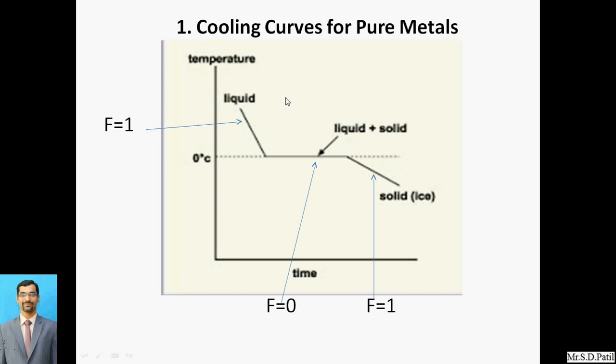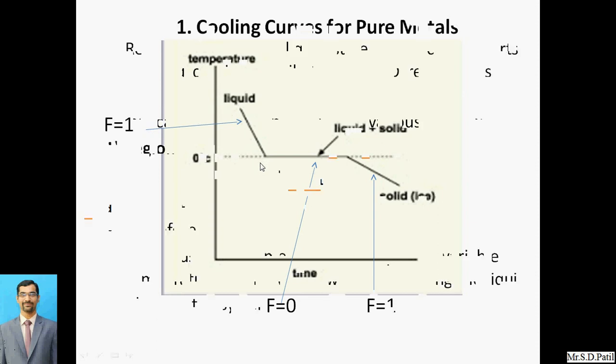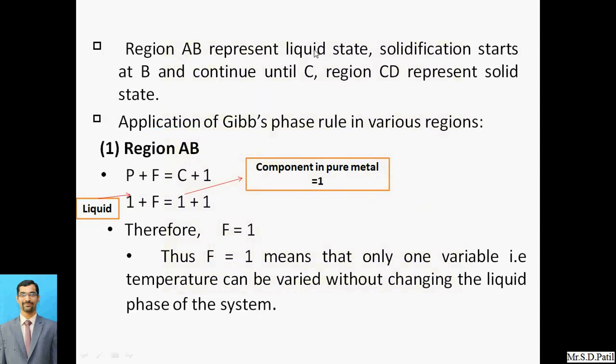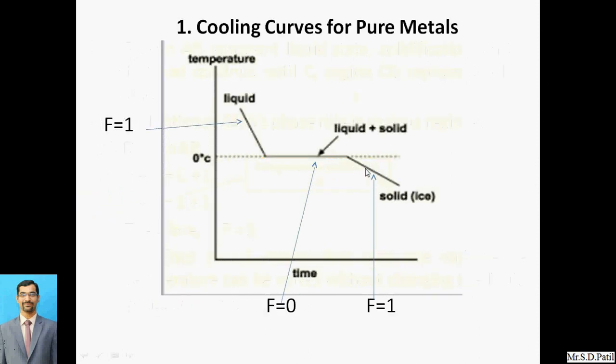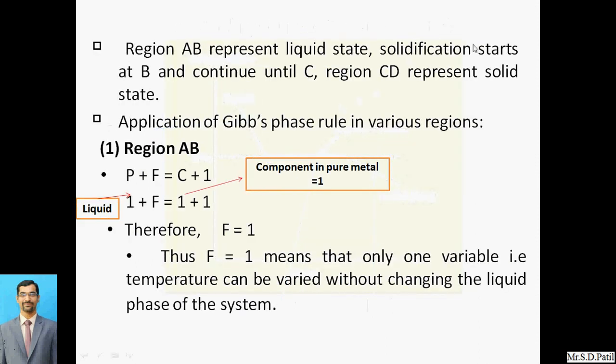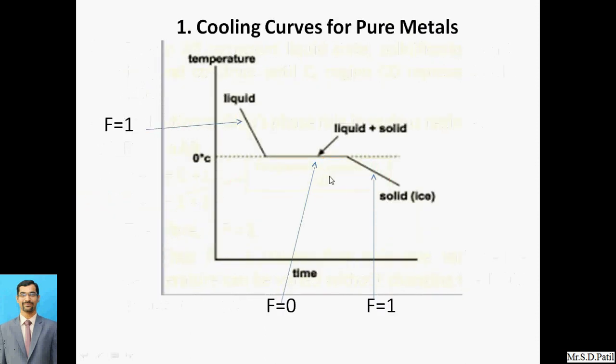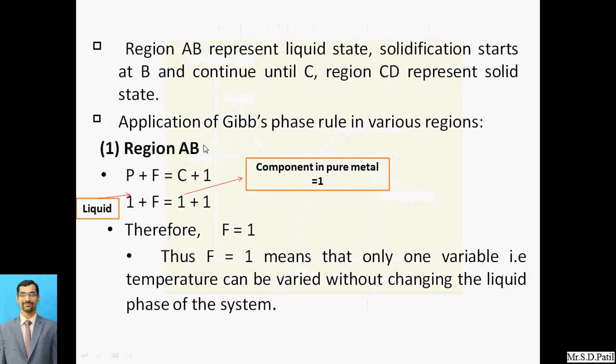Now, in the region A to B, region AB represents the liquid state. Solidification starts at B and continues until C. The region CD represents the solid state. At point B, solidification just starts, so it is a combined phase, liquid plus solid. Now we will apply this Gibbs phase rule according to these regions.